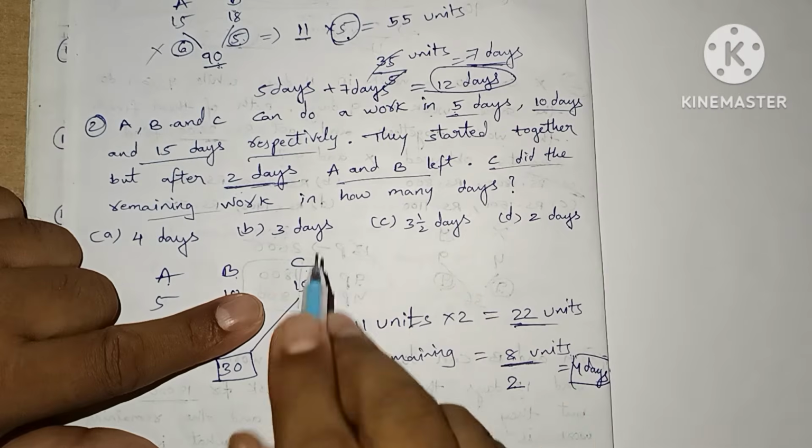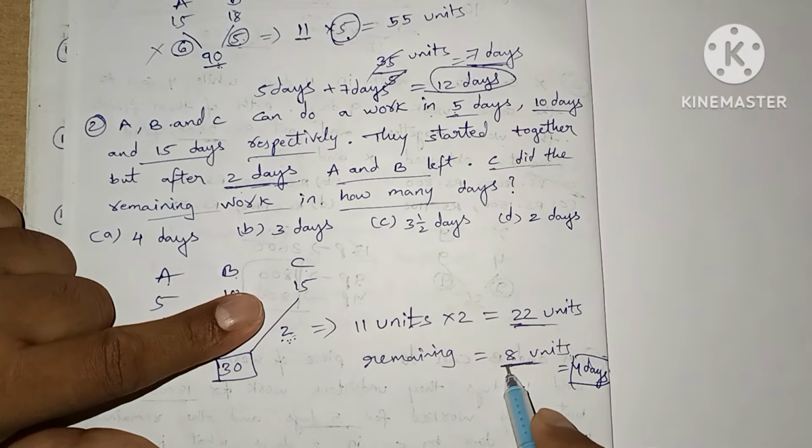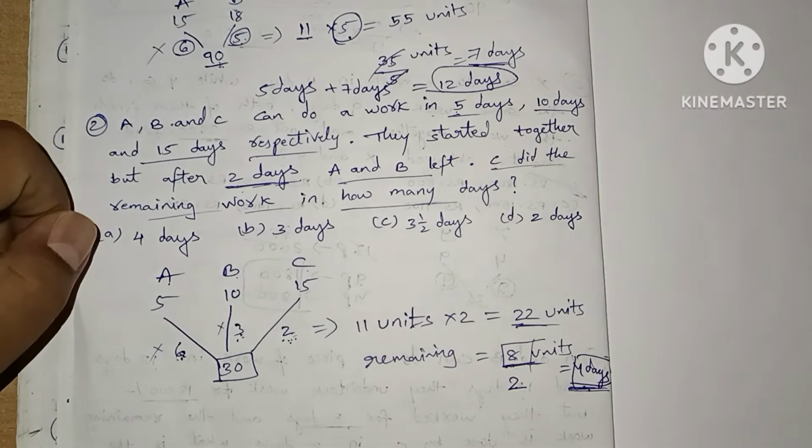So what is the question asked? C did the remaining work in how many days? C did the remaining 8 units of work in 4 days. So the answer is 4 days.